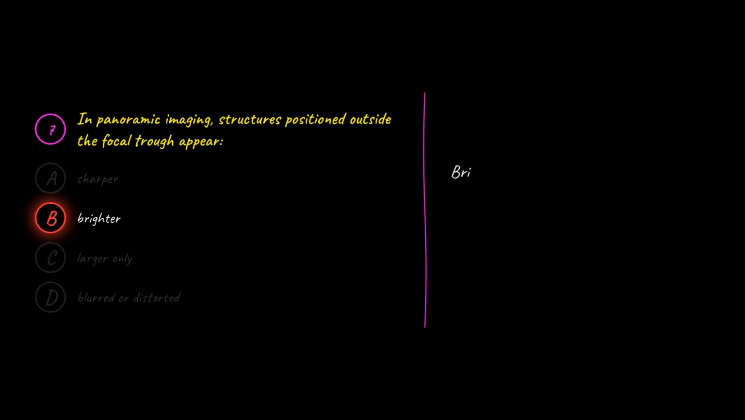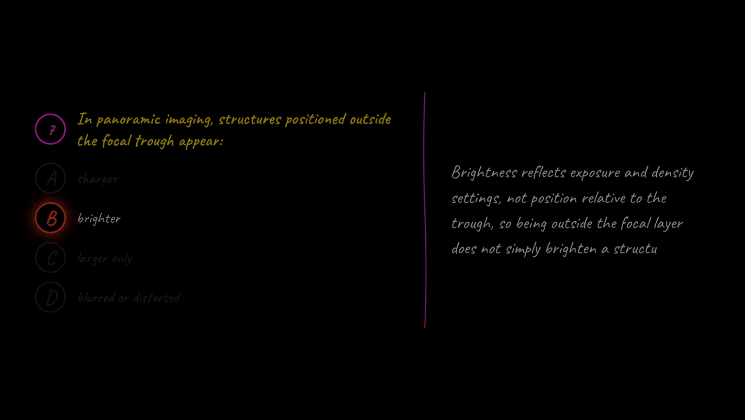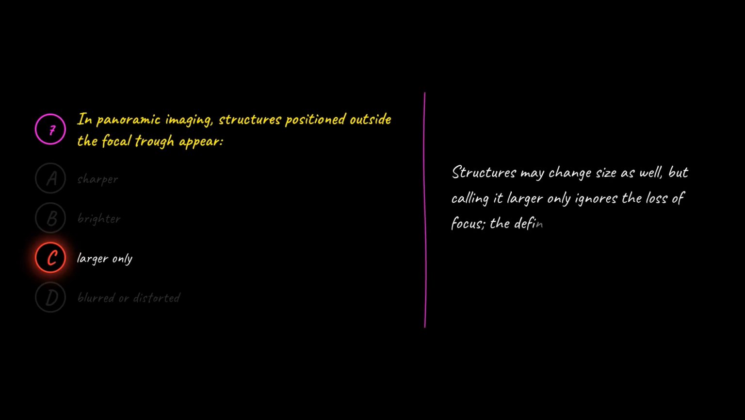B is wrong because brightness reflects exposure and density settings, not position relative to the trough. So being outside the focal layer does not simply brighten a structure. C is wrong because structures may change size as well, but calling it larger only ignores the loss of focus. The defining result outside the trough is blur and shape distortion.